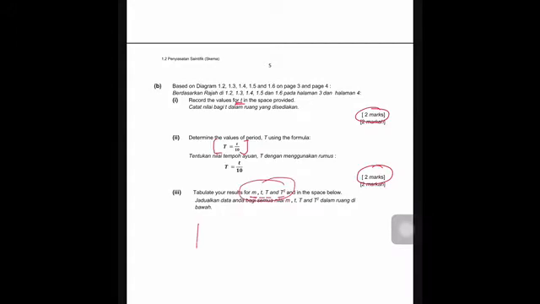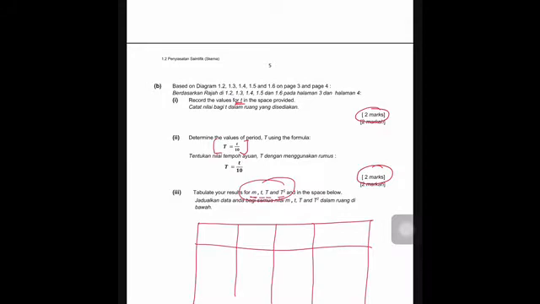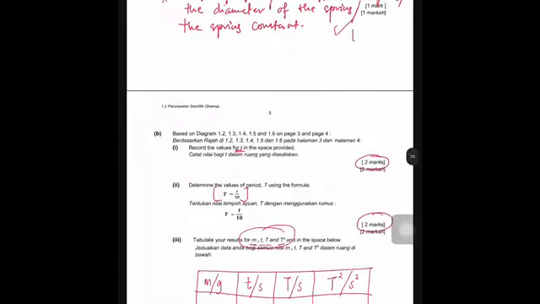Use pencil to draw your table. So M gram, T second, capital T second, T square, definitely second also squared. So you have to see your 3 marks. So rewrite everything.